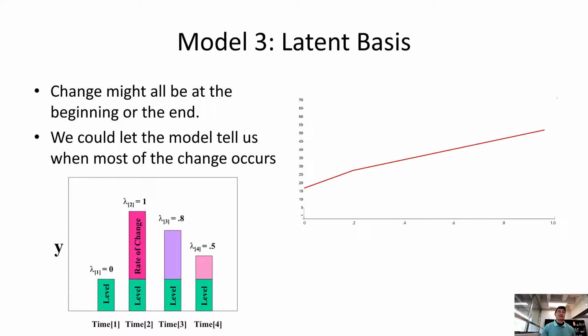All right, this was something Jack McArdle created, and it's the latent basis model. So I talked about that slope getting scoops of ice cream, and we often set it up in a linear fashion, so you get 1 scoop, 2 scoops, 3 scoops, 4 scoops. However, nobody says that it has to be that way. We could let Mplus decide for us how much of a scoop of ice cream, or how much of a scoop of slope, we get.